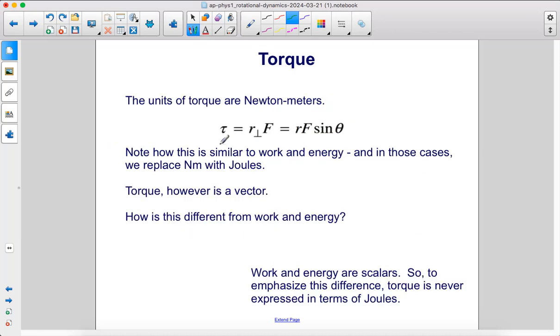The units of torque are Newton meters. Note how this is similar to work and energy. And in those cases, we replaced Newton meters with joules. Remember, work is force times displacement. Force is in newtons, displacement is meters. So you might think, here we have meters and newtons again, so you might think those are similar. However, torque is a vector, and work and energy are scalars. So to emphasize this difference, torque is never expressed in terms of joules, even though when we do work, we do convert these Newton meters into joules. So they are not the same.